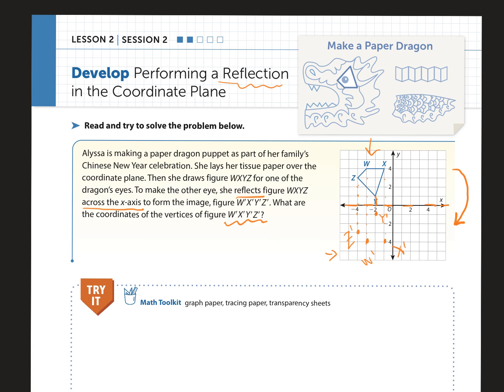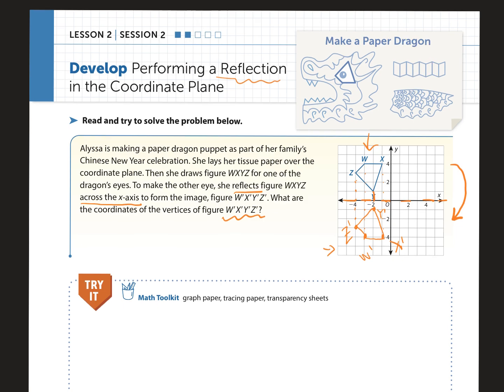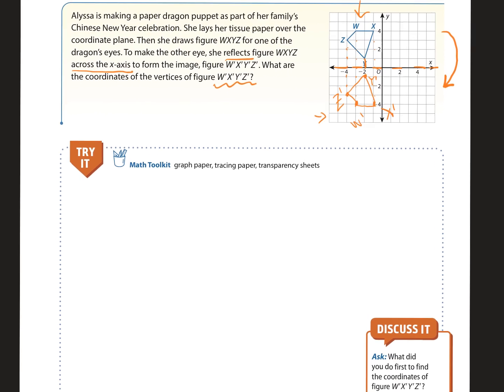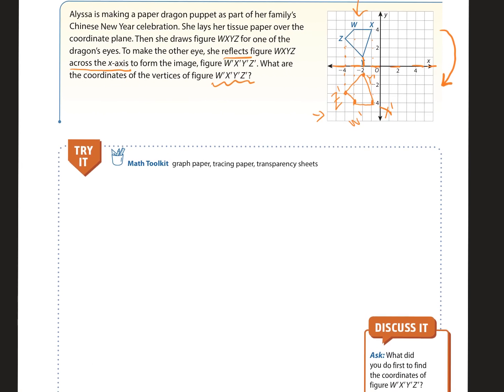So now we're going to connect those points. You're going to use a protractor. I'm going to do the best I can. So here is the new image that's been reflected. Now we're going to do this mathematically. So we're going to write our points. And what do we have? W, X, Y, Z.